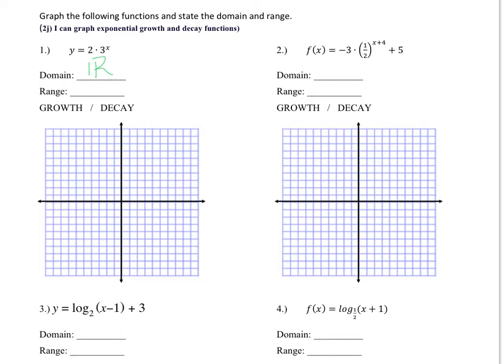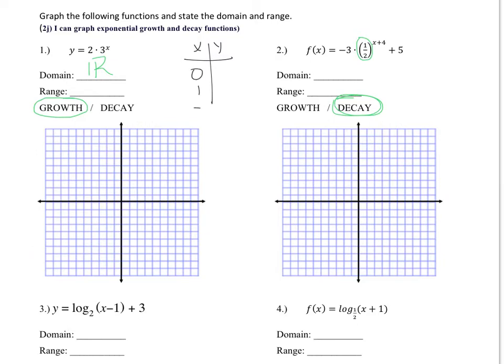Since the base here is 3, we know this is a growth. And scooting ahead to number 2, since the base is 1/2, we know this will be decay, because everything is being multiplied by half of its value. So let's have a look at this graph. A quick little t-table will get us to a couple of points we can use, x and y.